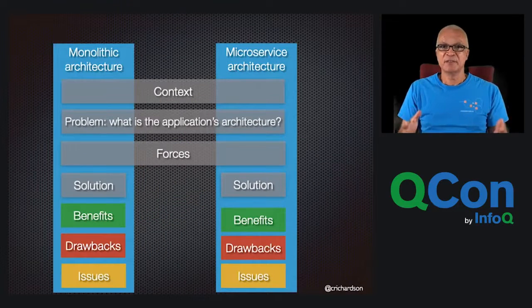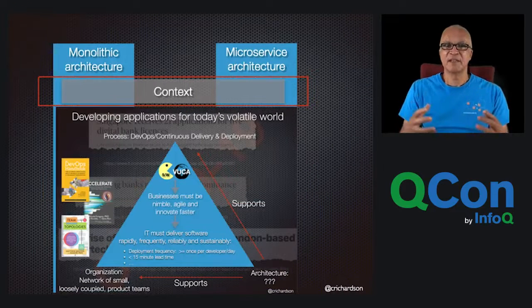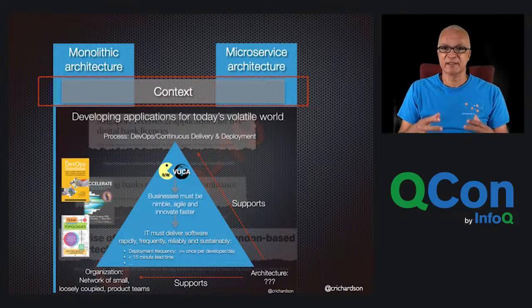I now want to describe the first two patterns, the monolithic architecture pattern and the microservice architecture pattern. These two patterns are alternative solutions to the same problem, and they share the same context and the same forces. Let's start by looking at the context. The context is the environment within which you develop modern applications.